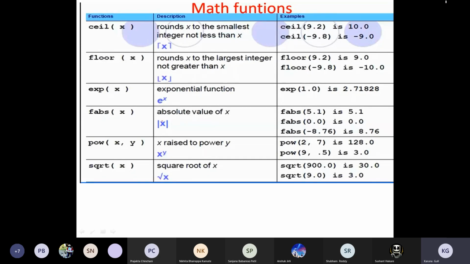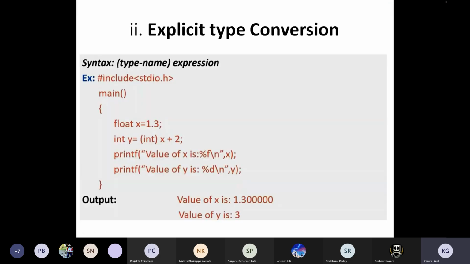So in the last class, we started and finished typecasting. There are two types of typecasting: one is implicit typecasting, another is explicit typecasting. I told you the difference, and I showed you how you can use that inside the program also. Now we'll move towards the mathematical functions given by the C language.